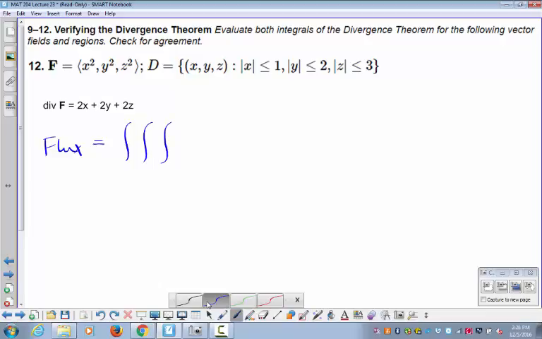So the total flux, then, we're going to use the triple integral over the solid object D. Because these are all constants, it doesn't matter which order we integrate in. So let's just go dx, dy, dz. Put negative 1 to 1 on the outside, negative 2 to 2 in the middle, negative 3 to 3 on the inside. Then we're integrating the divergence. Oh, we can actually factor out a 2. Pop a 2 to the front, and then integrate x plus y plus z.